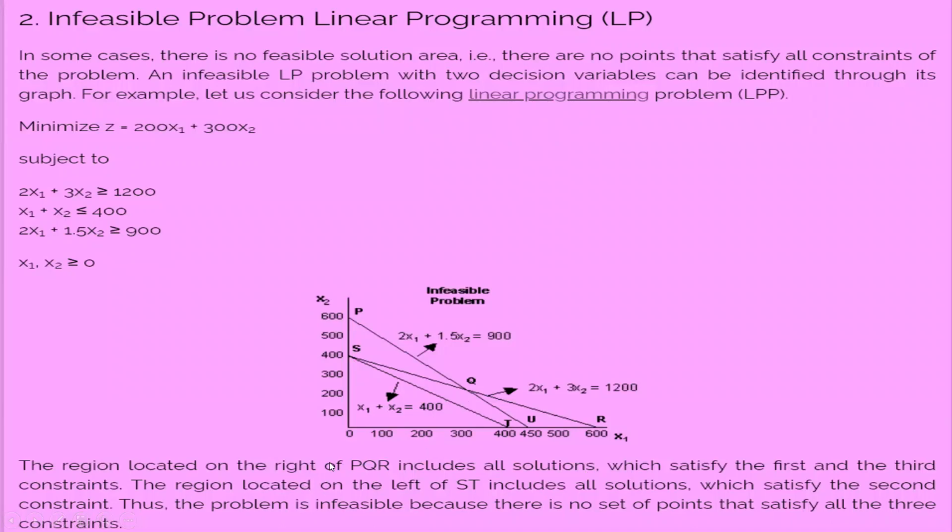So we don't have a common region where all the three constraints are satisfied. So this problem is infeasible because no set of points satisfies all the three constraints. This is the example of an infeasible problem. Here you can see there is no shaded area or no common area between the three constraints. That is, the feasible region is empty, which is nothing but the solution is infeasible.